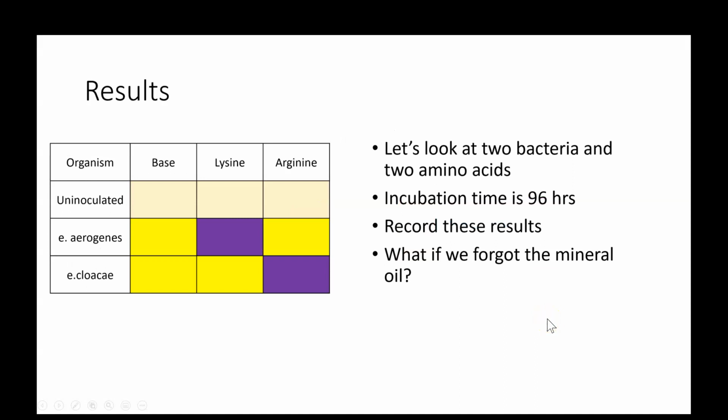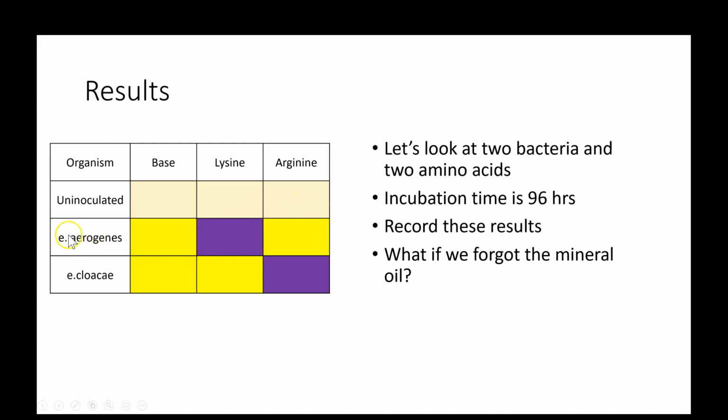So let's look at the 2 bacteria that we would have done in lab, and we would characterize them based on 2 amino acids. We have a 96-hour incubation time, and we're going to have an uninoculated control. We're also going to have a base broth that has no amino acids in it. This is letting us know that the media can't turn purple in the absence of those amino acids. And of course, our uninoculated control is a negative control to let us know what no result looks like, that our broth is sterile, and so on.